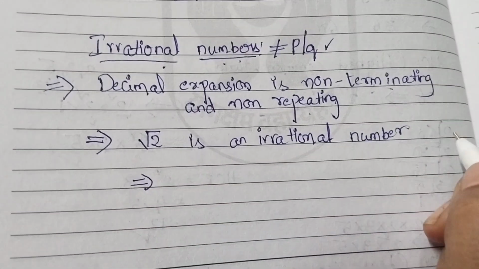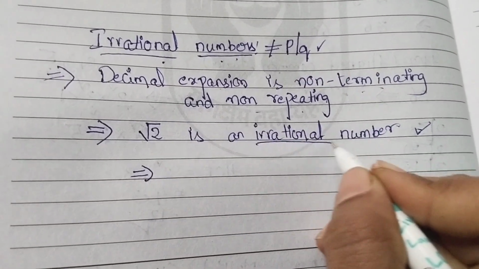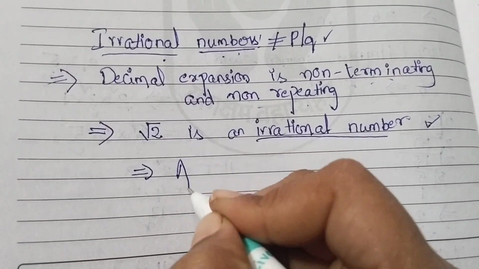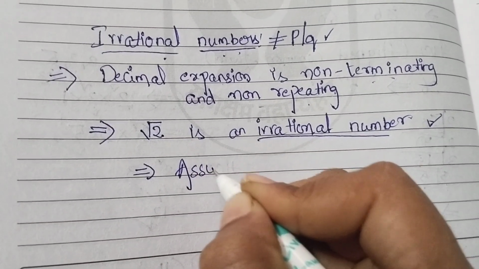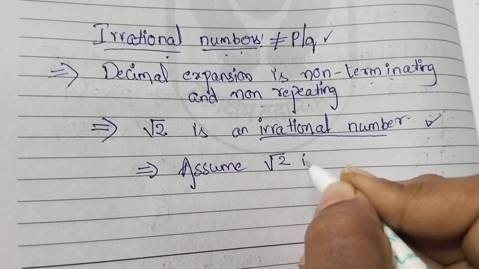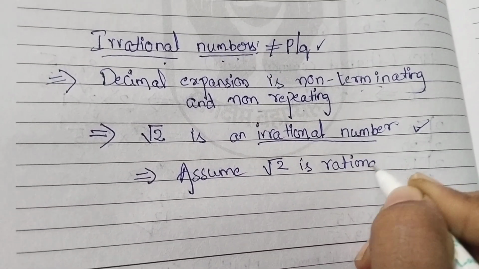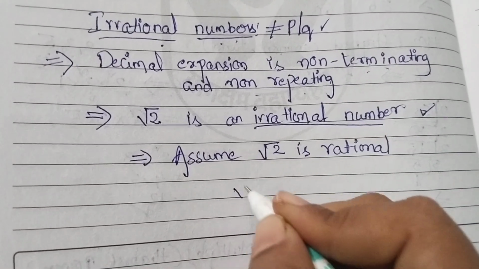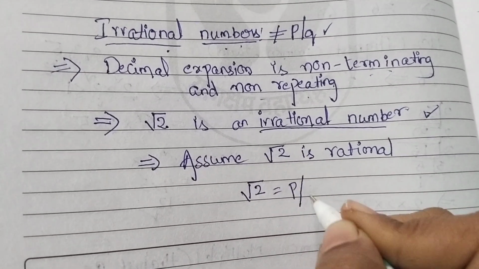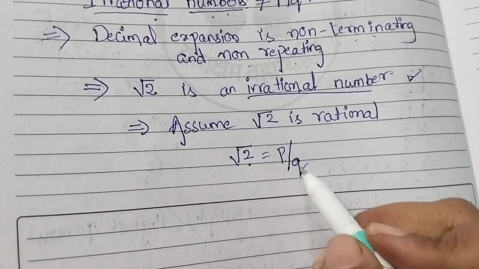Okay, this is the proof. What we need to prove is that it is an irrational number. So for that, you assume it as a rational number first. Assume root 2 is rational. A rational number means it will be in the form of p by q, where p and q do not have any common factor. That is the definition. So root 2 is equal to p by q.